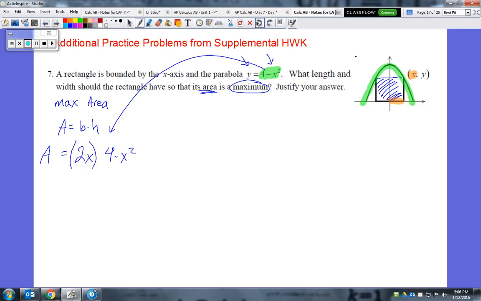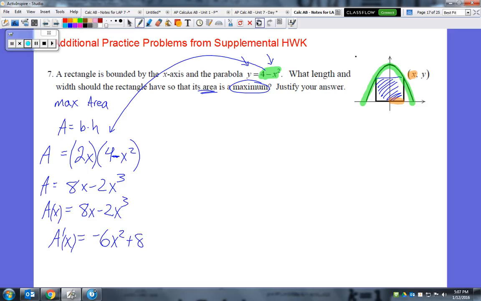Okay, next one. I'd probably do here, since this is subtracted, is distribute so that I get 8x minus 2x cubed. This is my area. So that I get A of x is equal to 8x minus 2x cubed. So that my A prime of x is negative 6x squared plus 8. Solving this out the way we've been doing, 0 is equal to negative 6x squared plus 8. So that 6x squared is equal to 8.